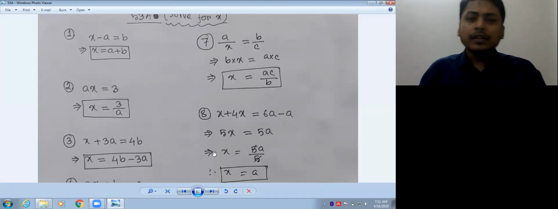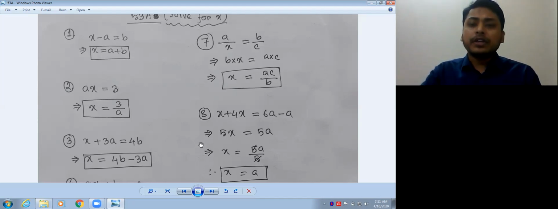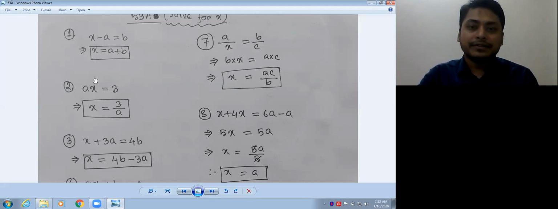Okay, so to do that, you have to write all x terms in the left hand side and all other alphabets or numbers in the right hand side. Okay, so let's go to our maths. Here you can see the first maths, x minus a equals b. So our target is to find out the value of x. That means only x will be written in the left hand side, and with x, no number, no alphabets will be there. Understand?